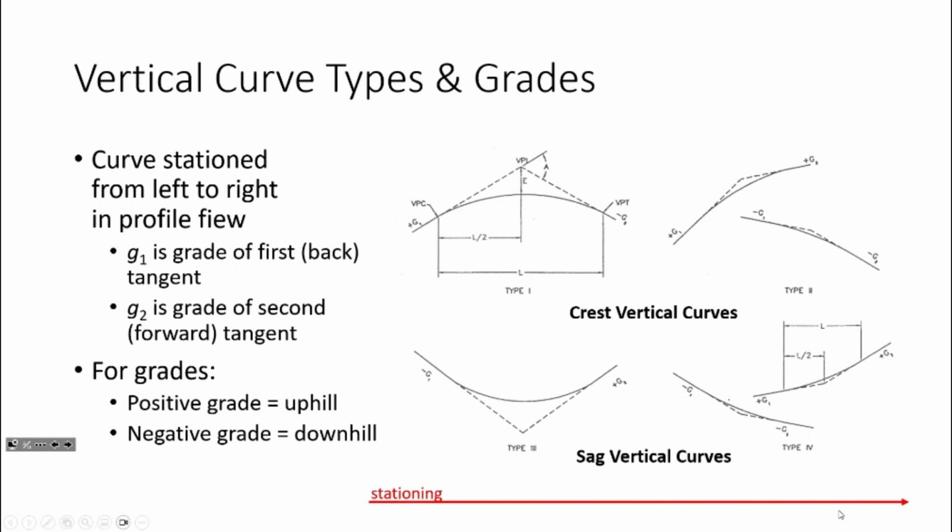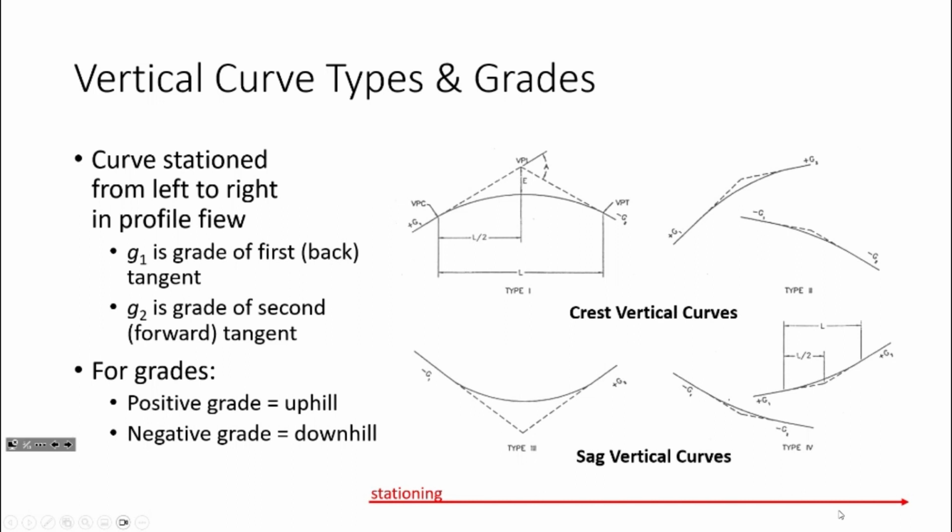So some terminology I do want to throw out to you. I'm going to throw the terms G1 and G2. G1 and G2 are the grades of the curve on either side. So G1 is sort of approaching the curve and G2 is leaving the curve. And whenever we're speccing these numbers out, if I give you a positive grade, that indicates we're going uphill. If I give you a negative grade, that means we're going downhill.